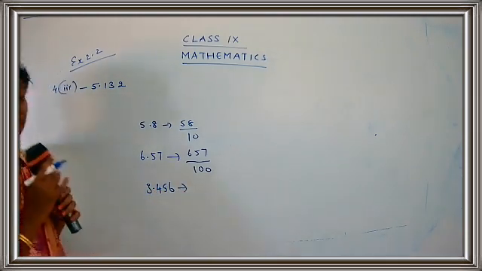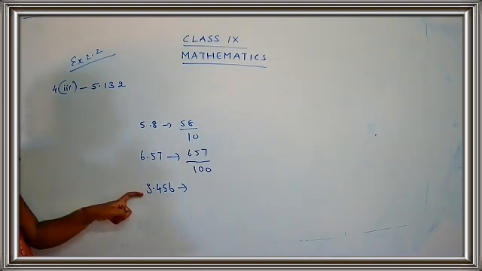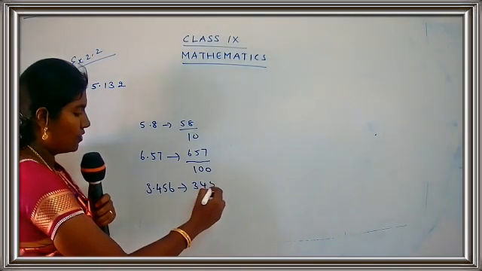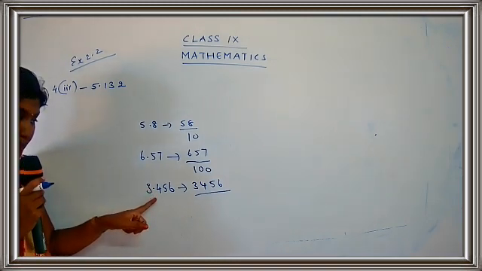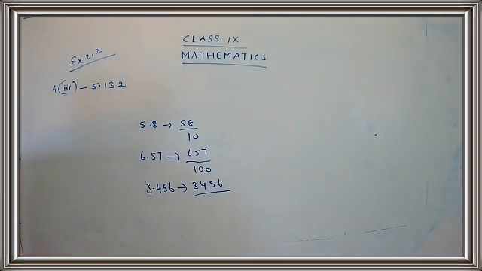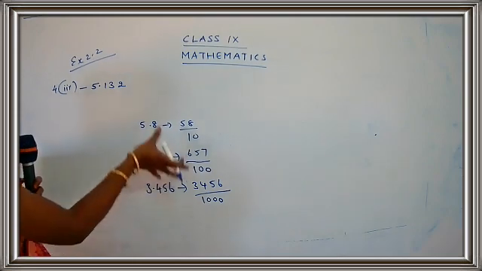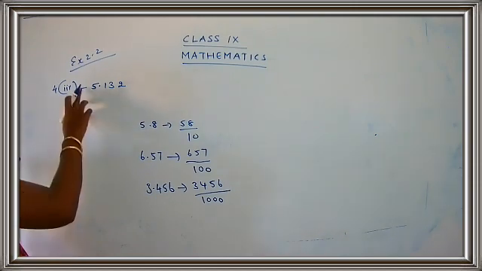Okay. Now 3.456. I have to change this decimal number in terms of a rational number. What is the first thing we have to do? Remove the decimal point. Yes, good. So I have removed the decimal point and I have written the number 3456. How many numbers were present after the decimal point, children? 3, yes. So how many zeros are you going to put? 3 zeros. So this is 1000. In the same manner, I'm just going to use the same concept over here. But the only difference is we have a negative sign. That's all. A minus sign is present.